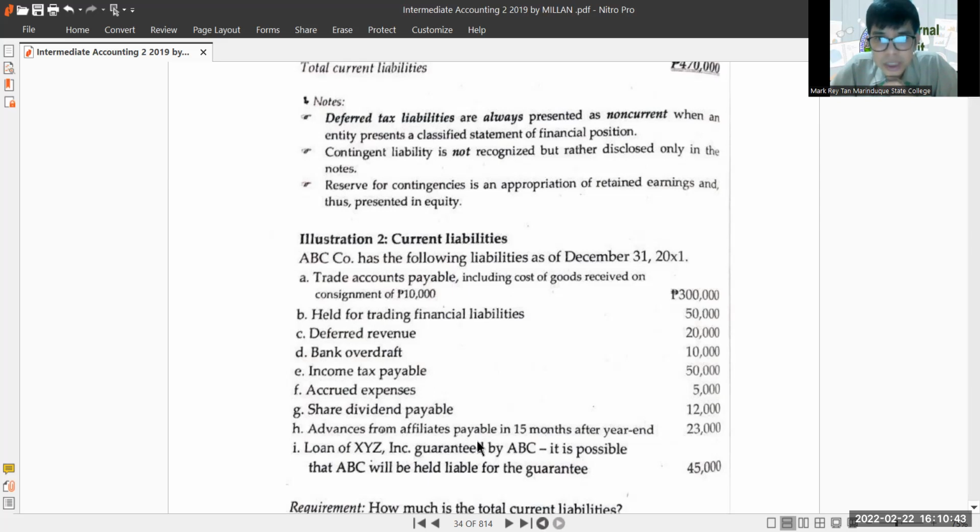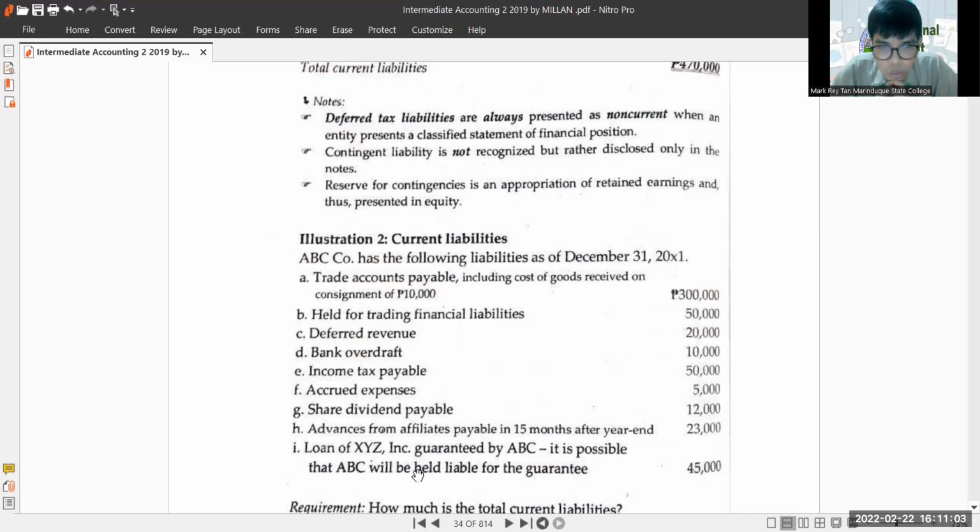Advances from affiliates payable in 15 months after year end. Ayan. So, ito yung sinasabi natin na mga liabilities na due to be settled within 12 months after the reporting year. Kaya lang 15 months siya eh. So therefore, hindi siya kasali kasi long-term liabilities na yan.